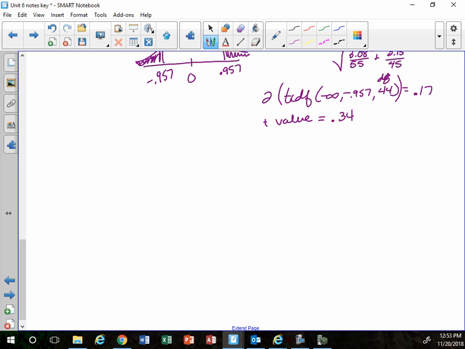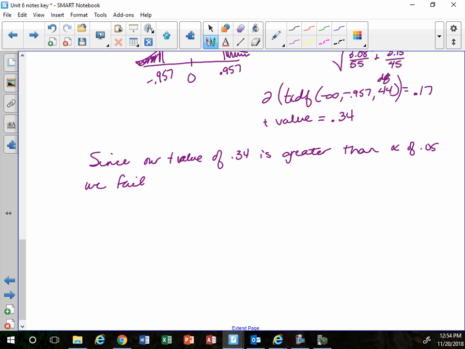All right. Same as what we were doing before with rejecting, failing to reject. What do you think we're going to do here? Okay, so since our p-value is greater than alpha of 0.05, what do we do? We fail to reject our null hypothesis.